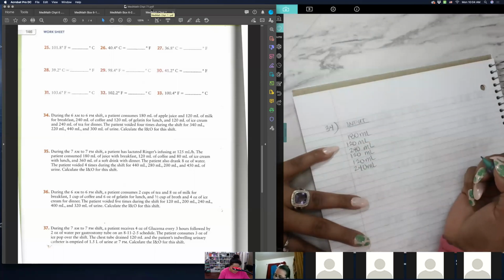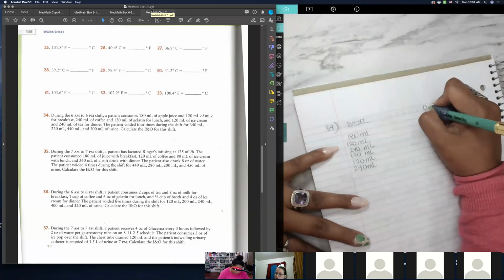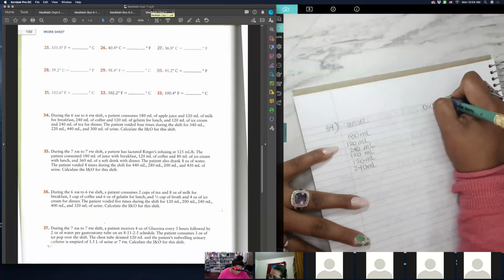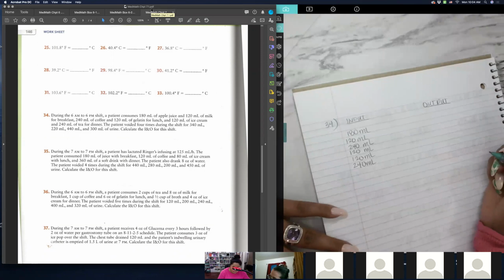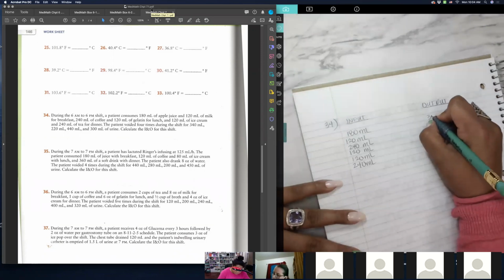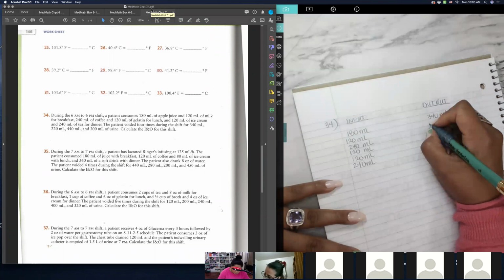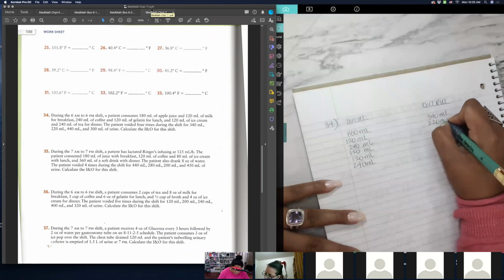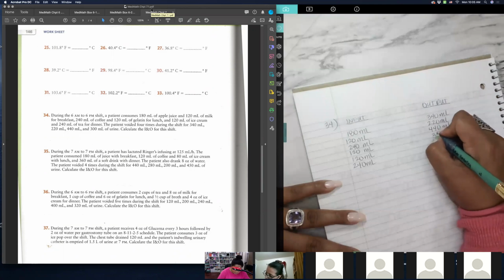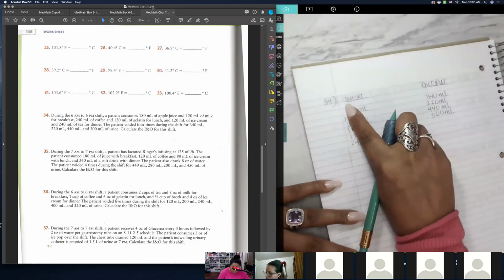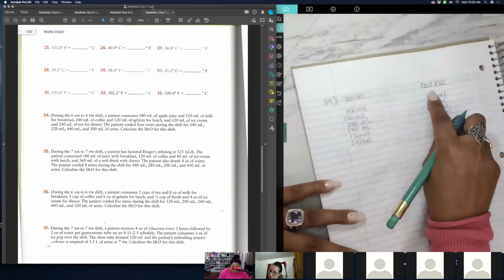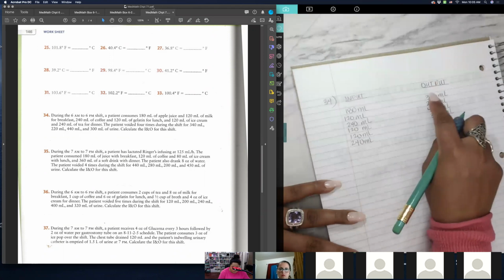That was my input. The patient voided, so voided, right? That's our clue word for output. The patient voided 4 times during that shift for 340 milliliters, 220 milliliters, 440 milliliters, and 300 milliliters of urine. Calculate the I, input, and O, output, for this shift.